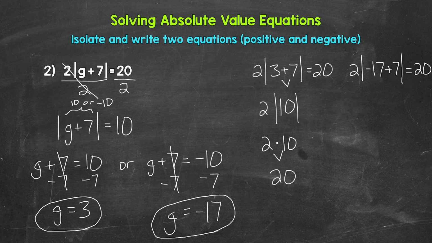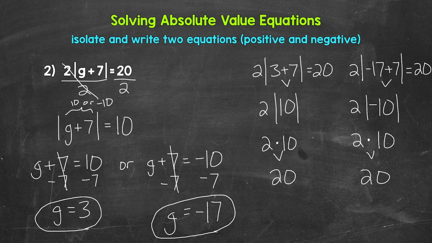G equals 3. Let's do 2 times the absolute value of negative 17 plus 7 now. Let's start with negative 17 plus 7. That gives us negative 10. So now we have 2 times the absolute value of negative 10. The absolute value of negative 10 is 10. So now we have 2 times 10. 2 times 10 is 20. So we are correct there as well. G equals negative 17.